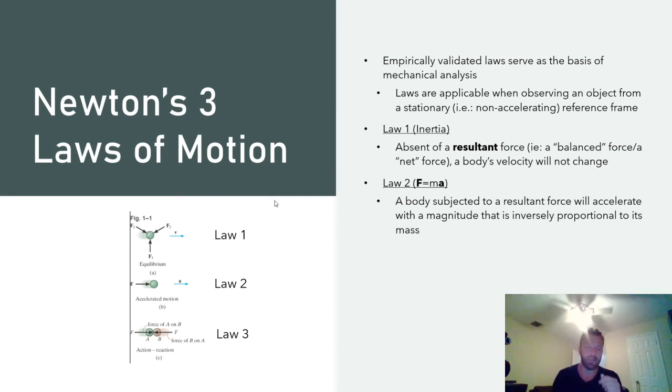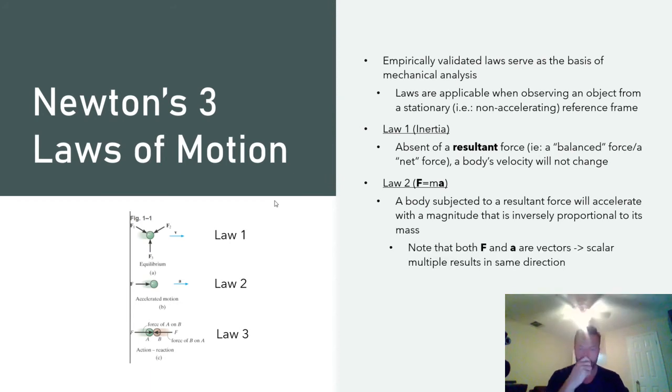And maybe in the next set of slides I'll give a more formal definition of the kinematic quantities. But velocity, of course, is just the integral of acceleration. So when we have a body which is accelerating over time, it will tend to have a velocity which is changing. Newton's second law.